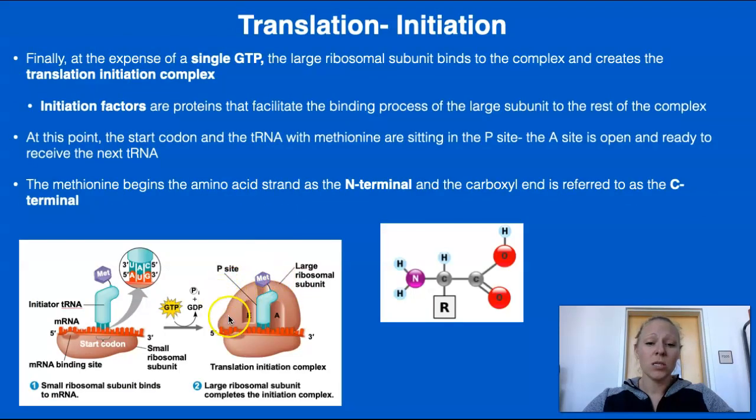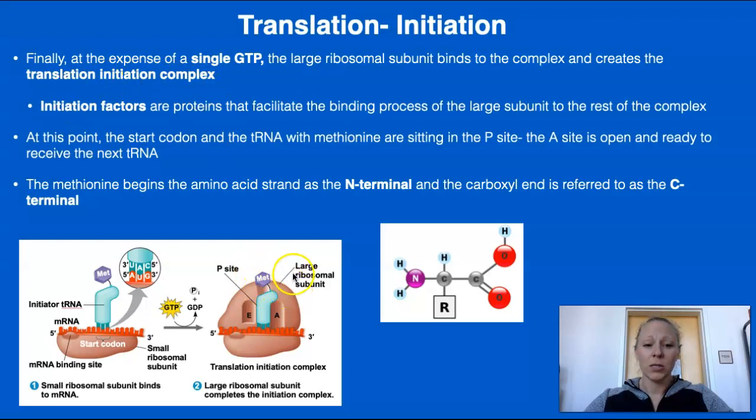So at this point, we said that there was no large ribosomal complex. And the last part of initiation is, at the expense of one GTP, that large ribosomal complex is going to attach, where the tRNA is in that P site. So initiation factors are going to be proteins that help to facilitate this. And when the large subunit and the small subunit and the mRNA and the tRNA are all together, then we call it the translation initiation complex.